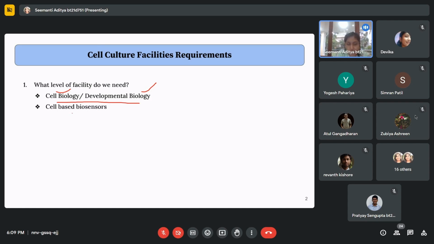Also, people work with cell-based biosensors. So what are cell-based biosensors? These are cells which are genetically engineered and have certain genes inside the cells which can express some kind of fluorescent protein, or some kind of sensing mechanism through which a lot of drugs or analytes can be analyzed using this kind of sensor. So cell-based biosensors are not the normal kind of cultured cells directly isolated from tissues and grown, but genetically modified cells.